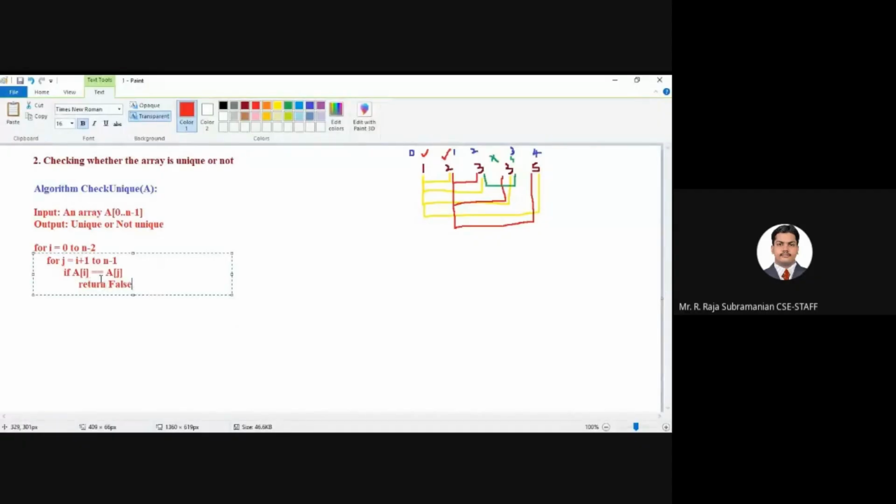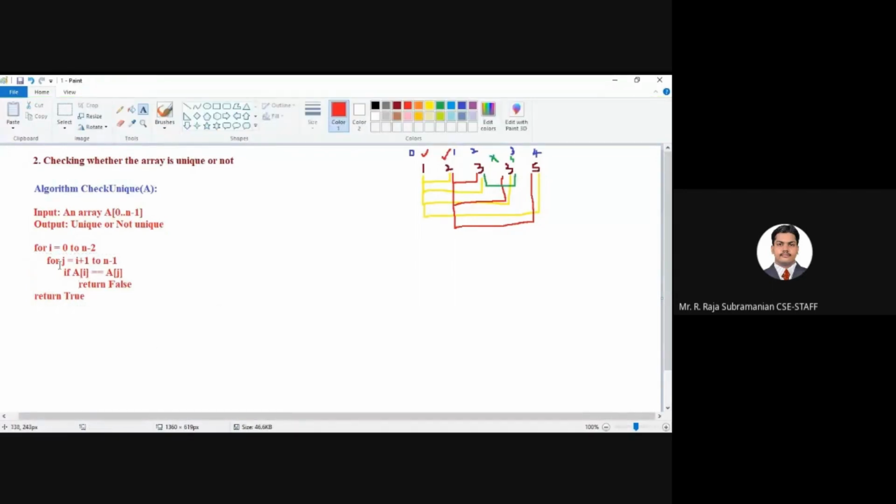So if A of I is equivalent to A of J, some elements are the same, so the array is not unique. So I can say return false, at that time itself. Otherwise, when both for loops complete and this if condition never becomes true, then I'll come here and say return true. Right? So this is what the algorithm entirely is.